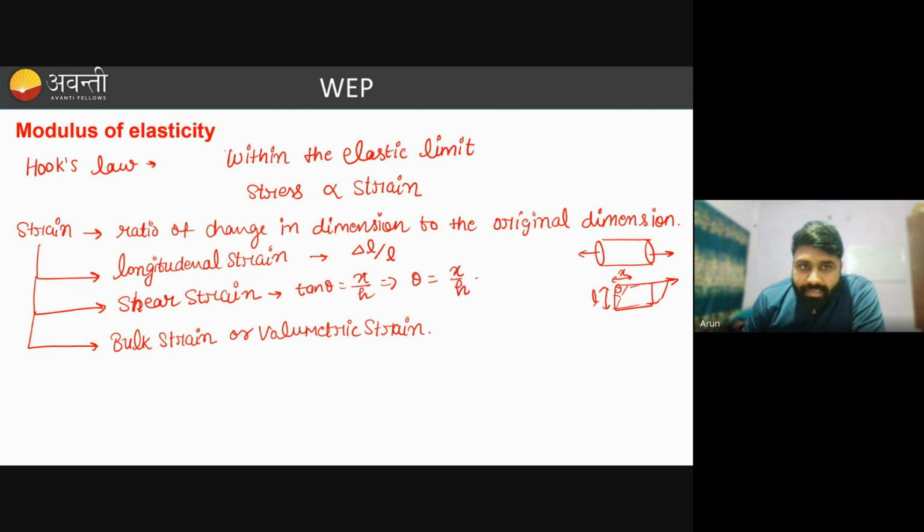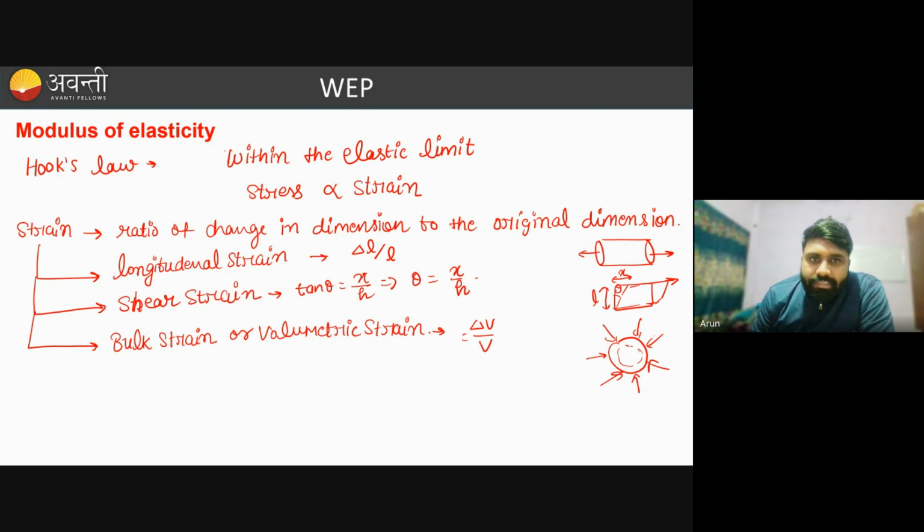Now, bulk strain or volumetric strain: we know that when a force is acting uniformly on a sphere, that reduces its volume. So we can say that it is change in volume divided by original volume. Okay, so Hooke's law says that within the elastic limit, stress is directly proportional to strain.